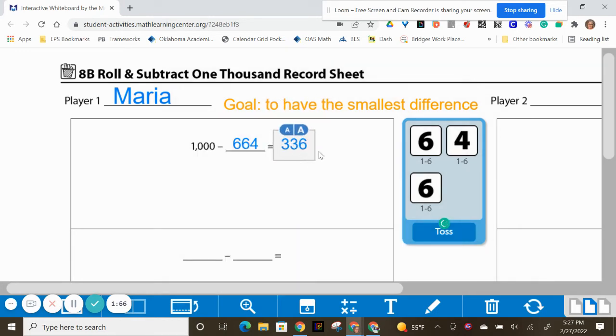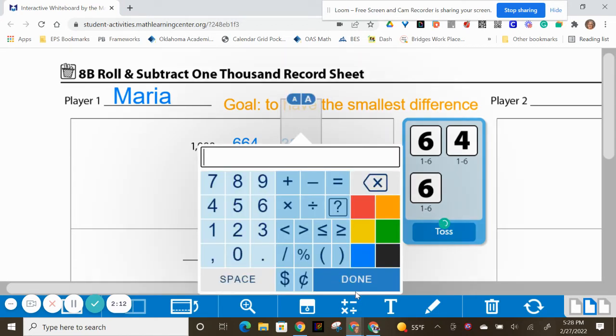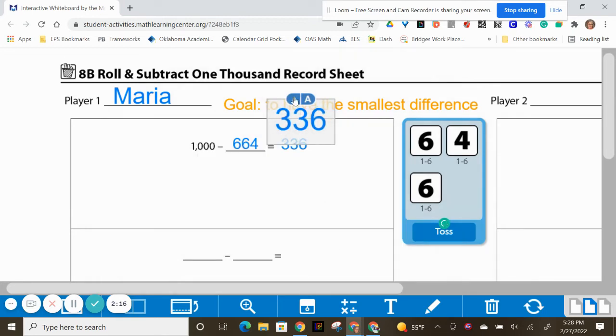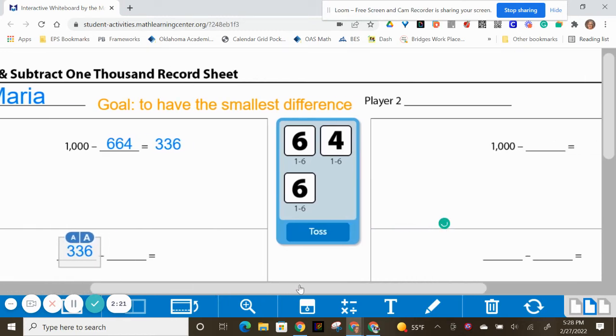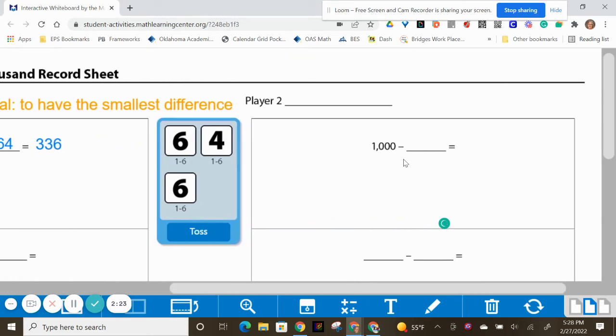All right. And now that I've determined that, I want to check with player 2 and make sure player 2 agrees that this really is the correct answer. Once I've verified that, I'm going to also take that answer, and it's going to be my starting value in the second round. So I'm going to put that down there real quickly. All right. Now we would go over to player 2. Player 2 would follow those exact same steps.